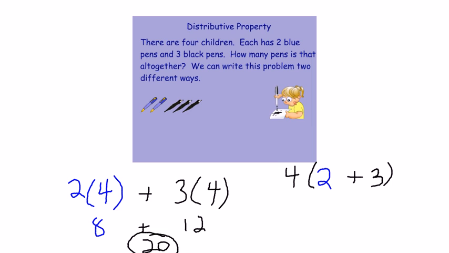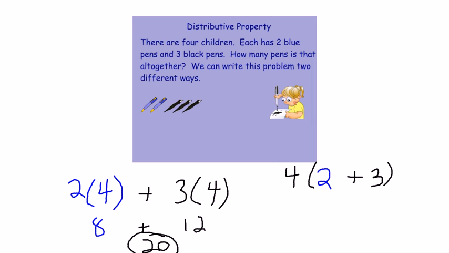Now we could use our traditional order of operations and evaluate what's inside our parentheses first, and you would be completely correct in doing so. In that case, we would say 2 plus 3 is 5, and 5 times 4 is 20. However, instead of using that method, we will use a property known as the distributive property.